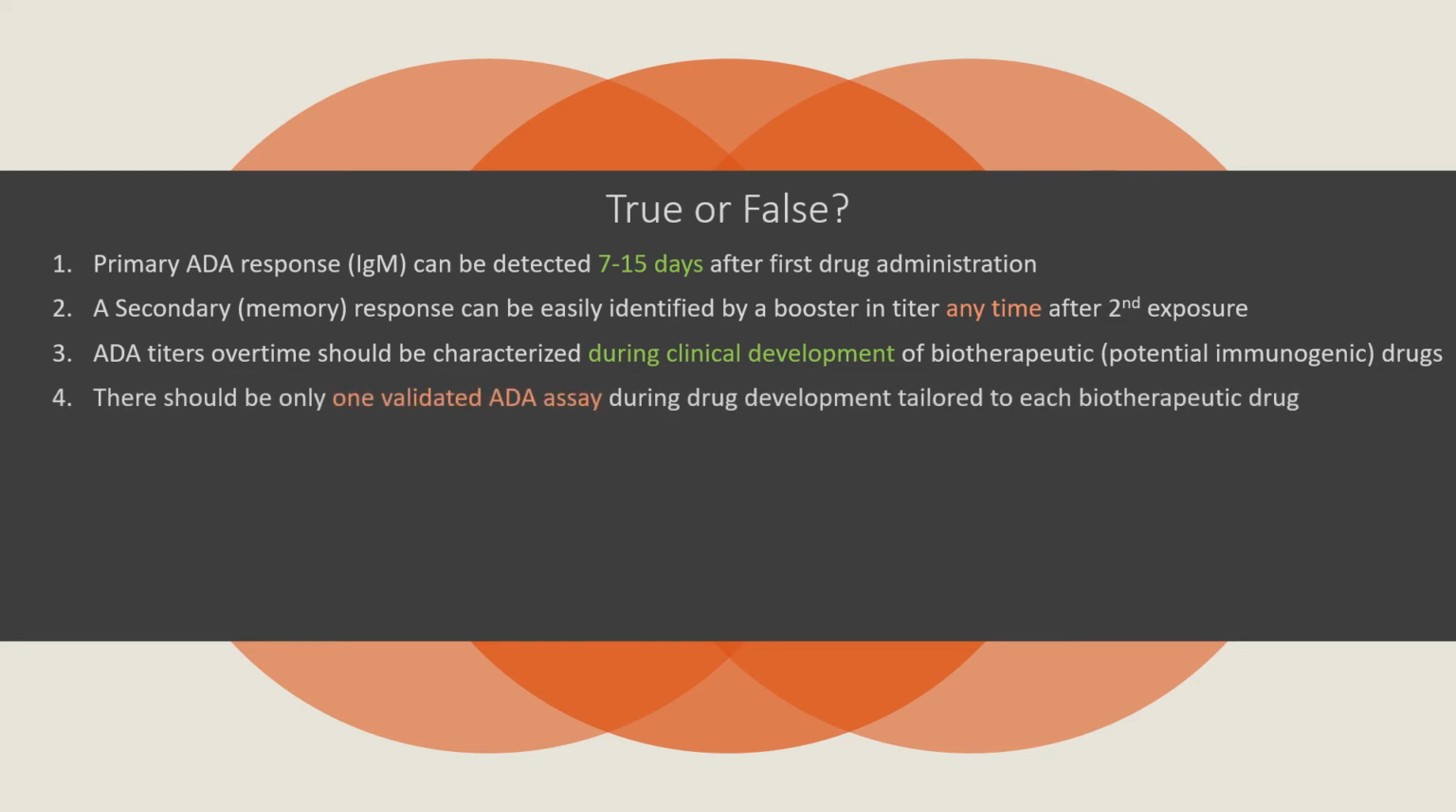There should be only one validated anti-drug antibody assay during drug development tailored to each biotherapeutic drug. Well, no, there are many validated assays, as I mentioned. First of all, we could have isotypes. So we could be using one platform and detecting IgG and IgM. So those could technically be considered two assays. Or we can have several platforms, or if there's a combination or a complex biologic, we may need to have actually different validated anti-drug antibody assays during the drug development of any given drug.